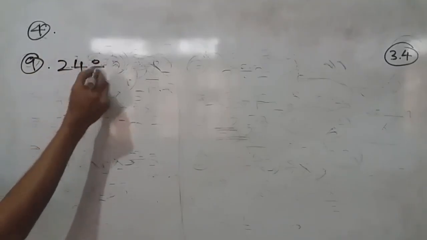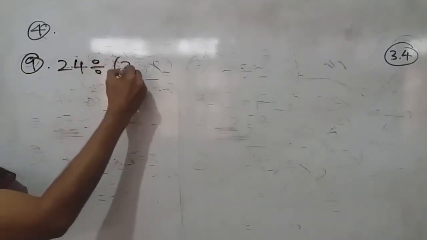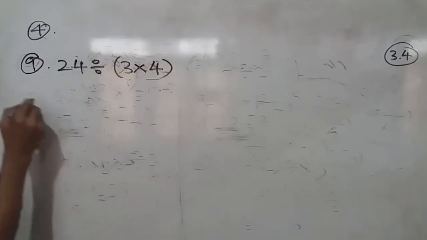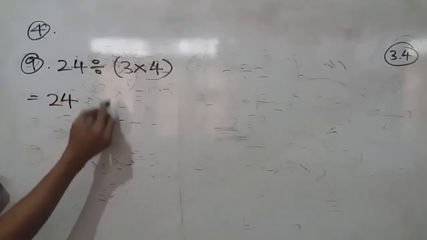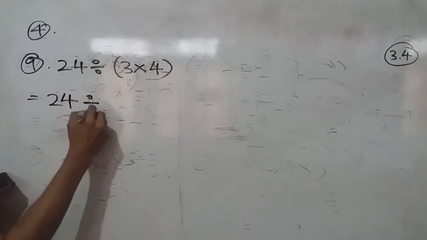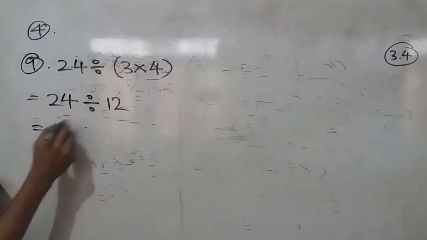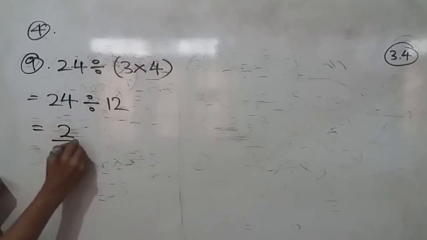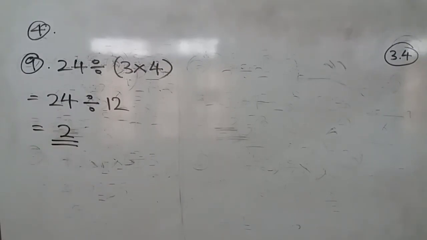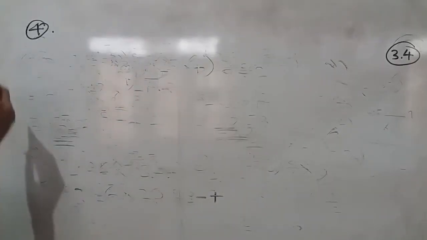24, we have to divide that by 3 times 4. Okay. 24, we have to simplify the brackets. Divide that by what? 3 times 4, that is 12. 24 divided by 12, that is 2. So the answer is 2. Right.